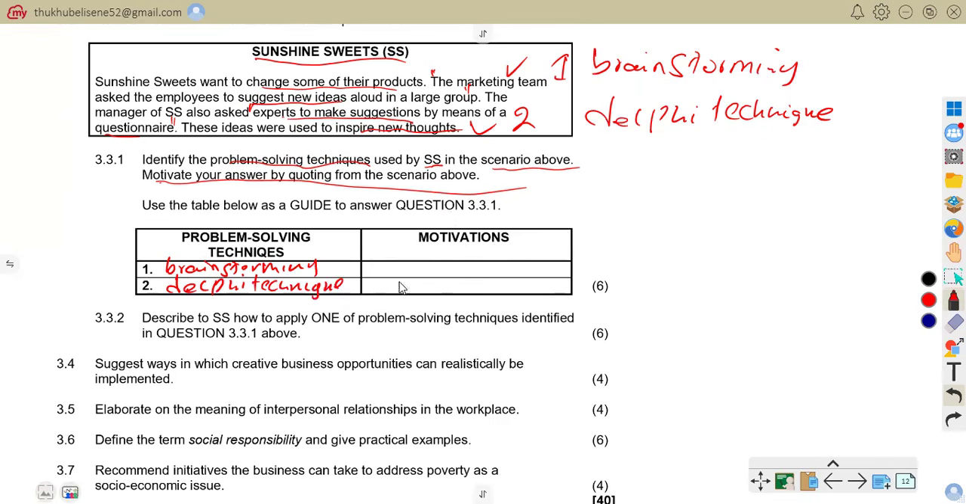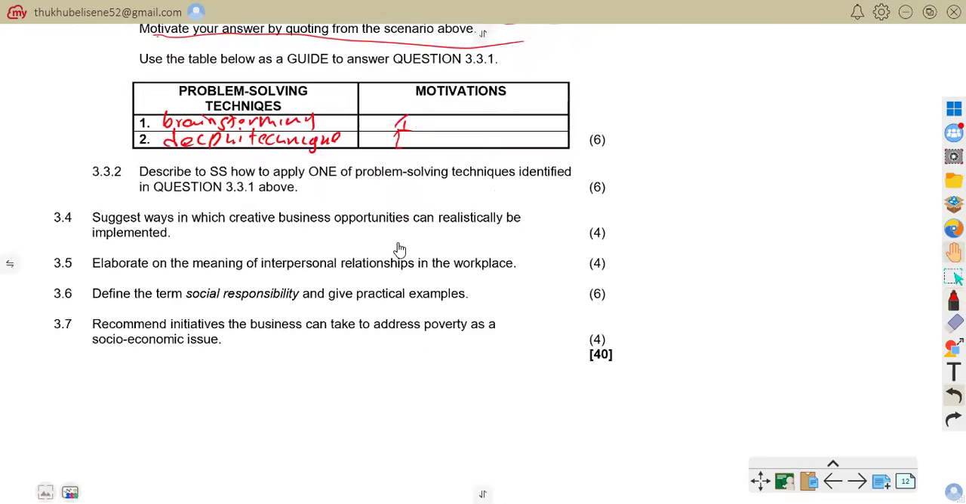So this is our motivation one, where the manager team asks the employees to suggest new ideas aloud as a group. And our motivation two is where the manager also asks experts to make suggestions. Hope we are together on that. Let us move on to 3.32.